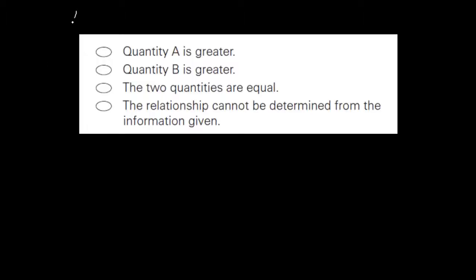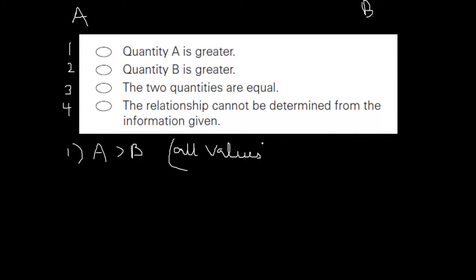This question has a quantity A and a quantity B, and these are the four options: option 1, option 2, option 3, option 4. They call them A, B, C, D, but let me call them 1, 2, 3, 4. If you choose option 1, that means quantity A is greater than quantity B for all the values of the variable. That is a must. It means it must be true. It's not that it should be true for one instance.